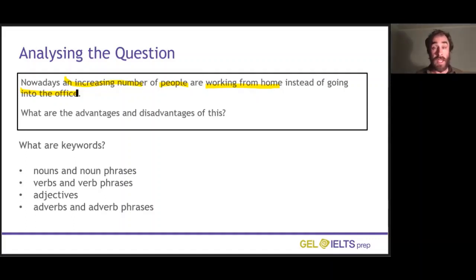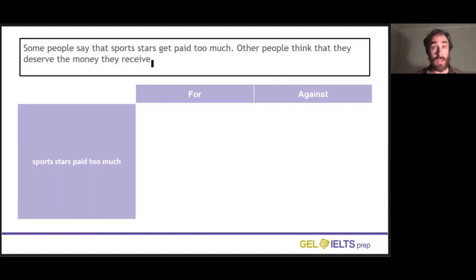We should use these keywords when we brainstorm our ideas. Our ideas must relate to these keywords. Let's think about that previous question and brainstorm some ideas for and against this argument.